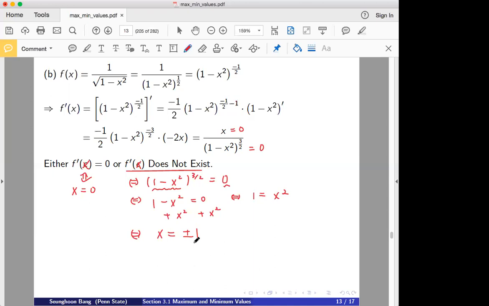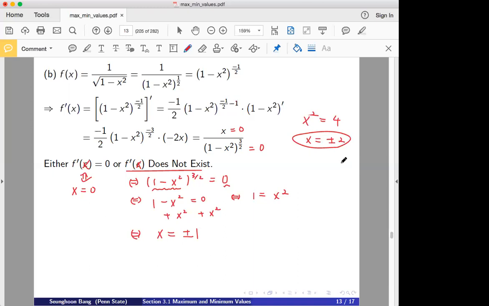Plus minus 1. Because x squared equals 1, you plug minus 1 into x, minus 1 squared equals 1. And plug 1, 1 squared equals 1. So really be careful. An even power squared gives the same number. This is one part of the Fermat theorem.